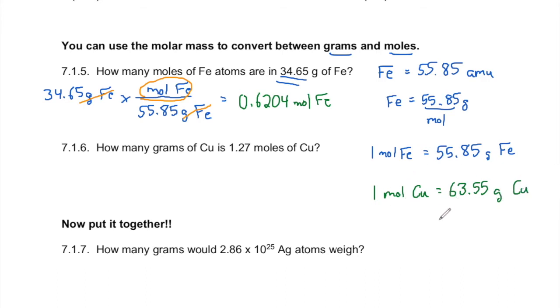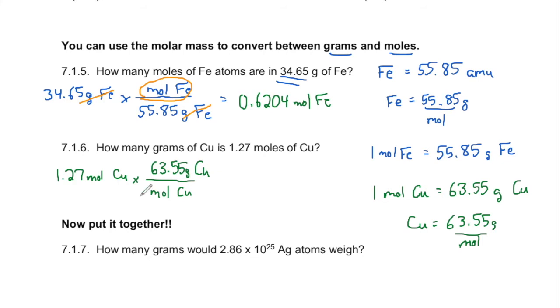So looking at copper on the periodic table, the average atomic mass of a copper atom is 63.55 AMUs. So a mole of copper is 63.55 grams, because the molar mass of copper is 63.55 grams per mole. This time we want to have moles on the bottom to cancel, and we have grams on top. And this comes out to be 80.7 grams of copper.